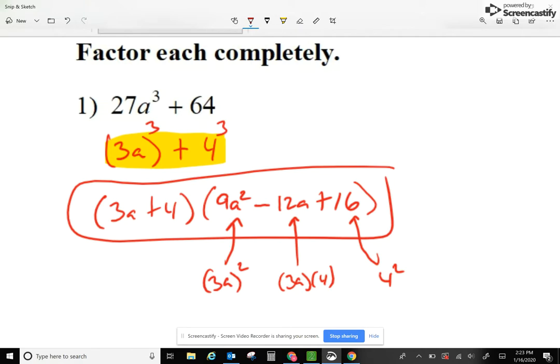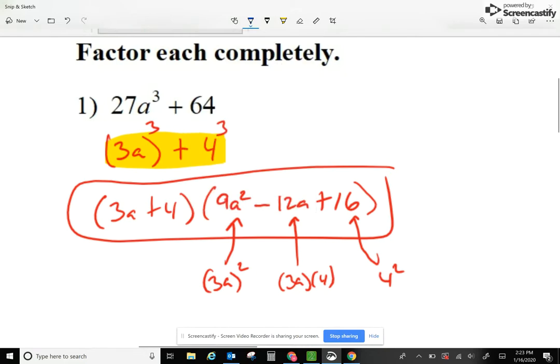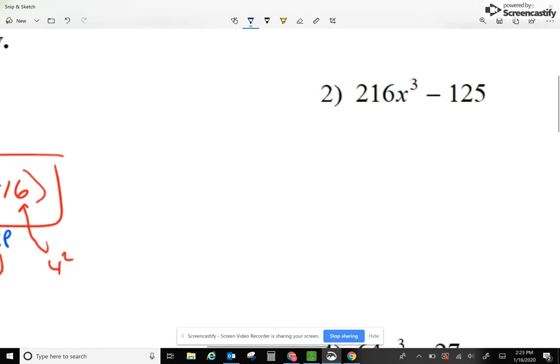Now, there's an acronym that we're going to use for our signs because I see some pluses and some minus. We're going to use the acronym SOAP. This is going to be my same sign. I had a plus, so I'm going to go same sign. It's going to be the opposite. And then this last sign is always positive. So the acronym SOAP is going to help us remember the signs. All right, let's take a look at question number 2.